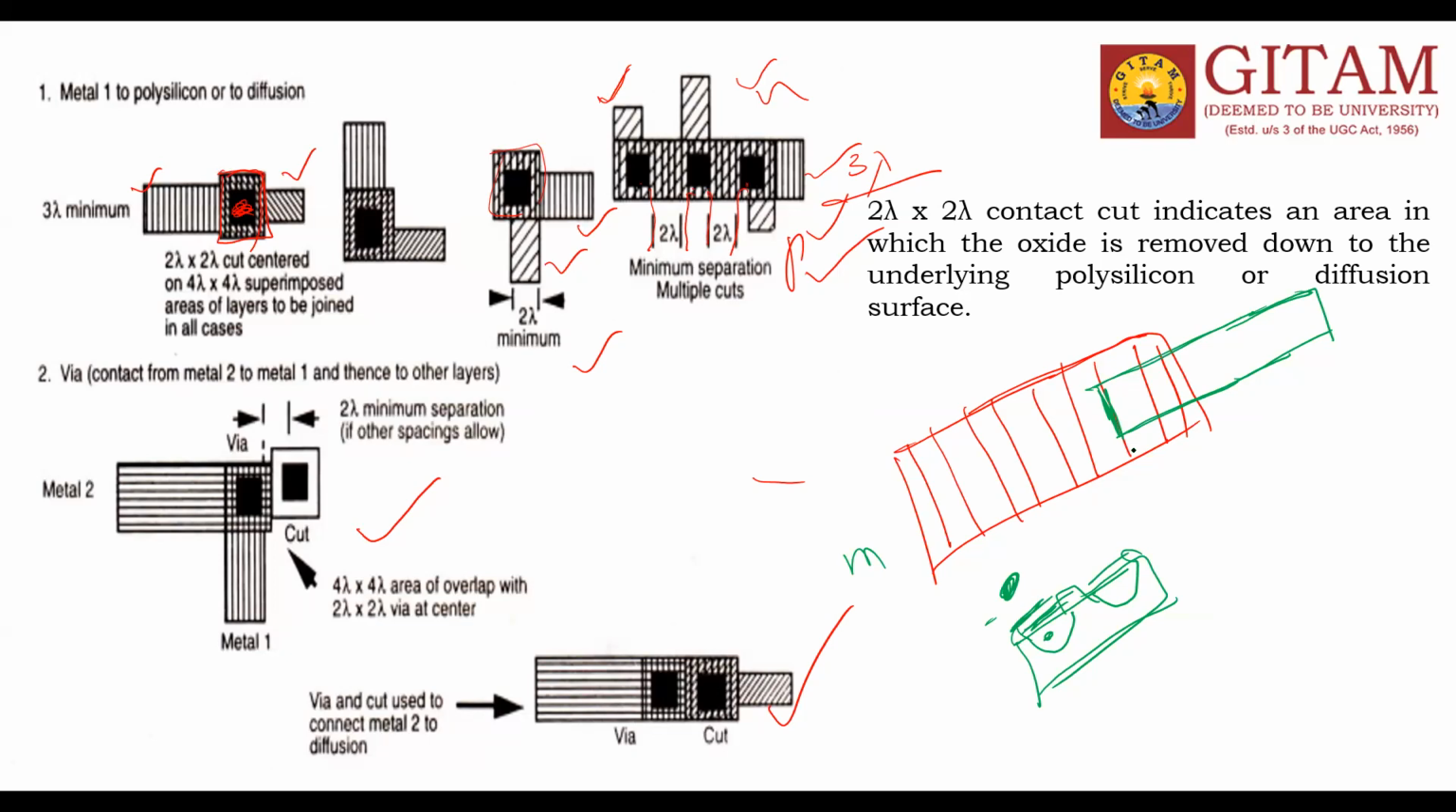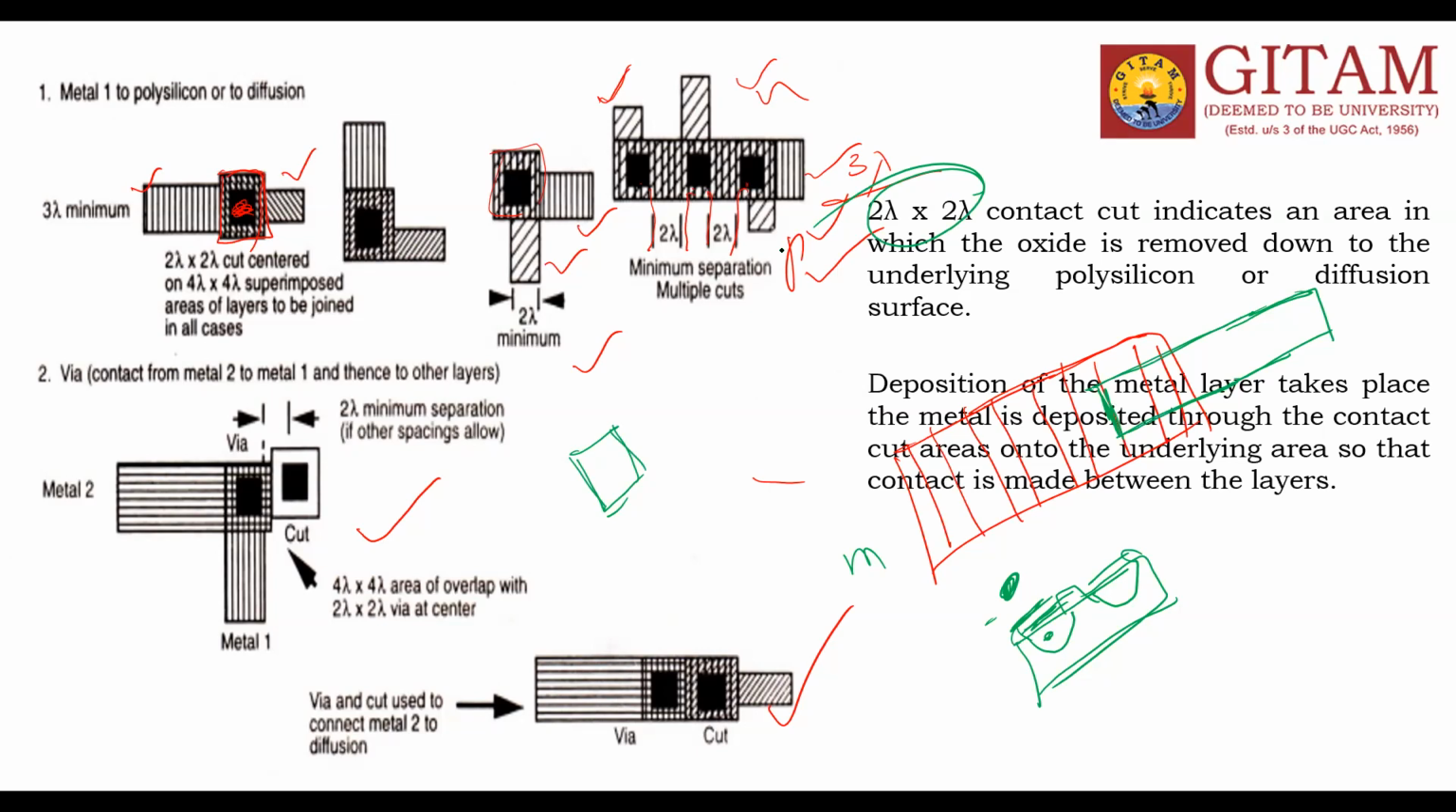Remove the oxide below the metal and fill with some metal. That is called the via or contact cut. This black 2 into 2 area indicates that. A 2 lambda plus 2 lambda contact cut indicates an area through which the oxide is removed. When the oxide is removed, the underneath layer can be visible, so that you can take some material and fill it between this layer and the top layer.